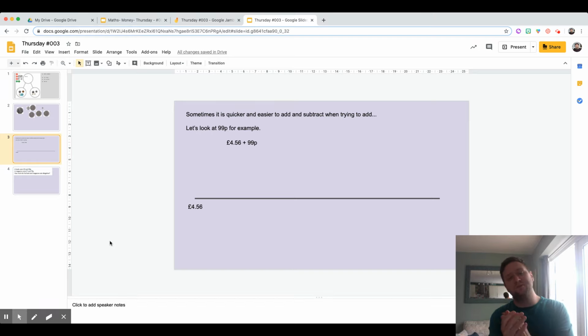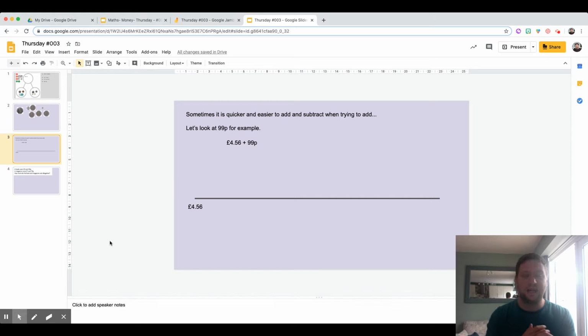Sometimes you'll have amounts which seem like they're going to be really tricky to add up. And here we've got an example. £4.56 plus 99p. Now, if you were going to draw that in coins, you'd have to include a lot of coins, which opens up that window of mistakes. If you were going to do it on a column method, there'd be a lot of exchanging, which would open that window for mistakes to be made. There's a really simple way, and it's using your work of subtraction here.